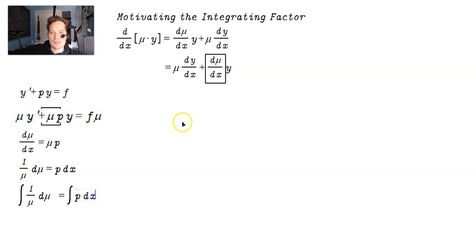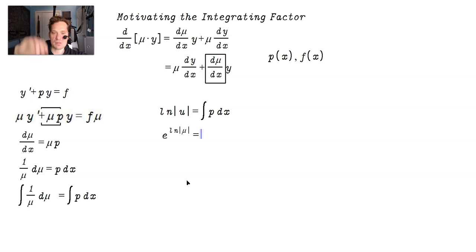Continue over here. When you anti-differentiate 1 over mu, you're going to have ln of the absolute value of mu. And then after that, you will have whatever this is. We don't know what it is because we haven't specified a particular p. Remember, this p is really some function of x that's given to us, just like the f that appears over here is really f of x, some function that's given to us. And then if you exponentiate both sides, you have e to the ln of the absolute value of mu. Mu, u looks about the same anyway.